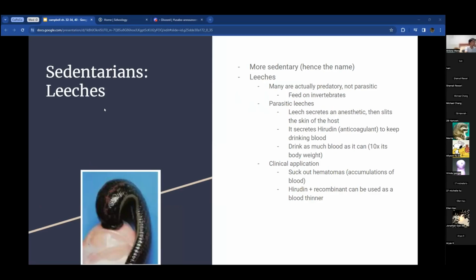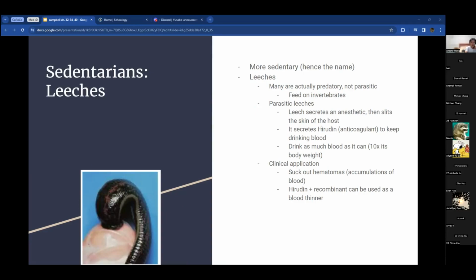Leeches. Leeches are called sedentarians. They're sedentary. We generally think of leeches as blood sucking. I guarantee this is what popped into your mind when I said leeches. Many are actually predatory. They hunt their prey. Yeah, parasitic leeches.